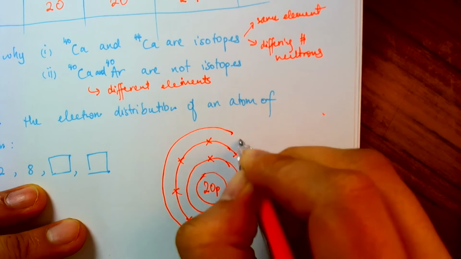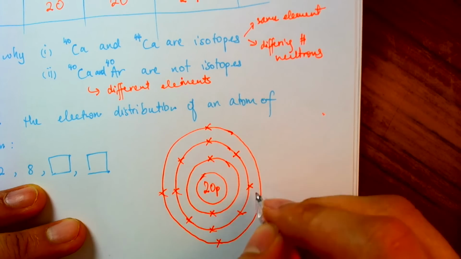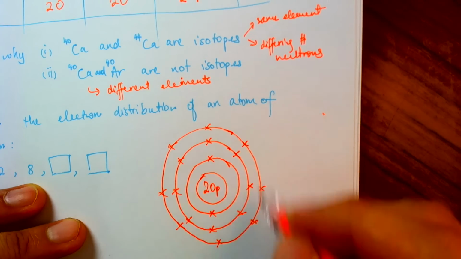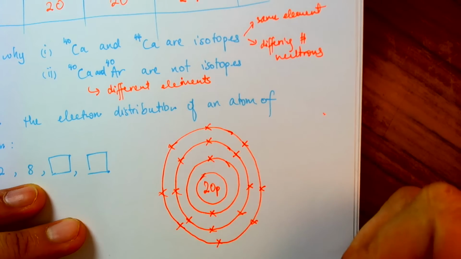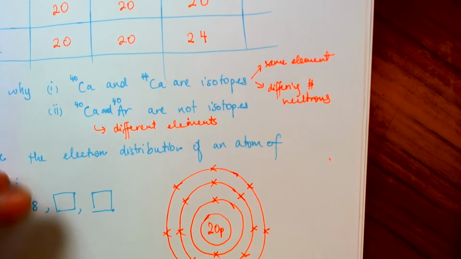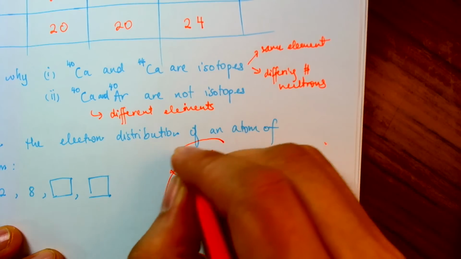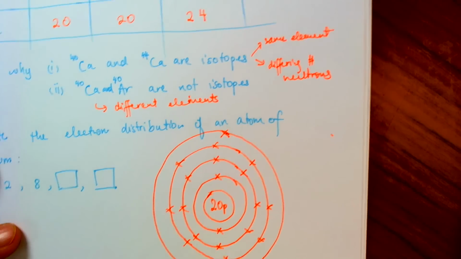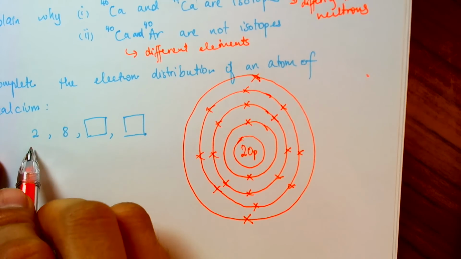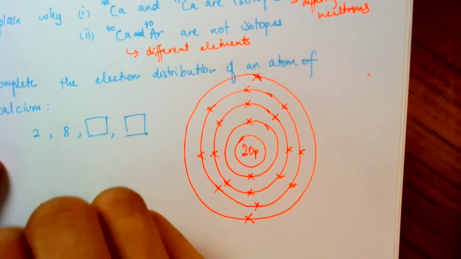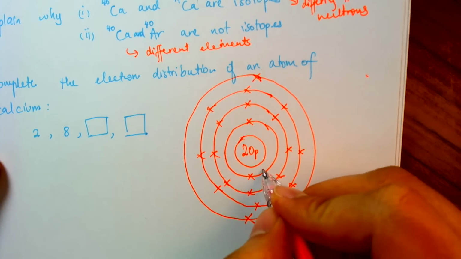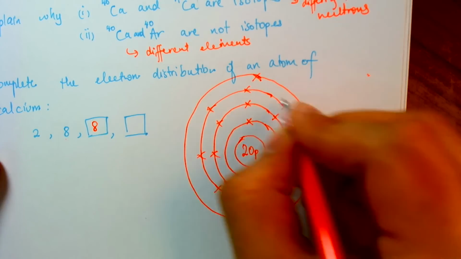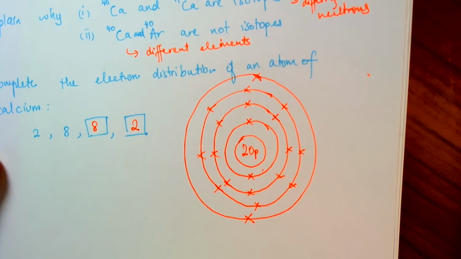The third level can hold 8 passengers. So the 10 in the first 2 shells plus the 8 in this third shell gives me 18 electrons. So I have 2 left over to make the 20. So the fourth shell is going to contain 2. So the valence shell has 2 electrons. I can now complete the electron distribution here. It's 2 in the first, 8 in the second, 8 in the third, and finally 2 in the outermost shell.